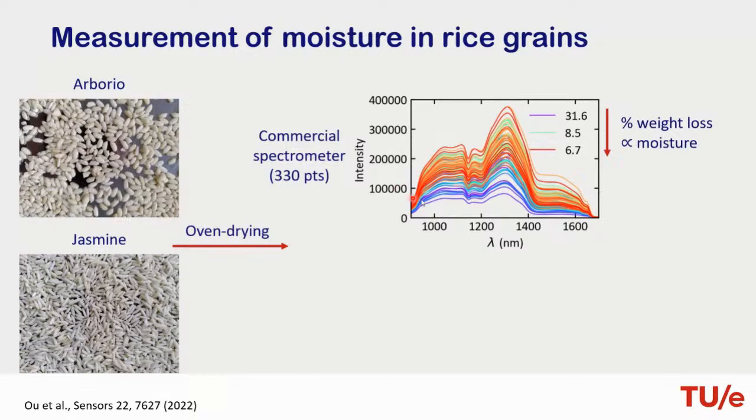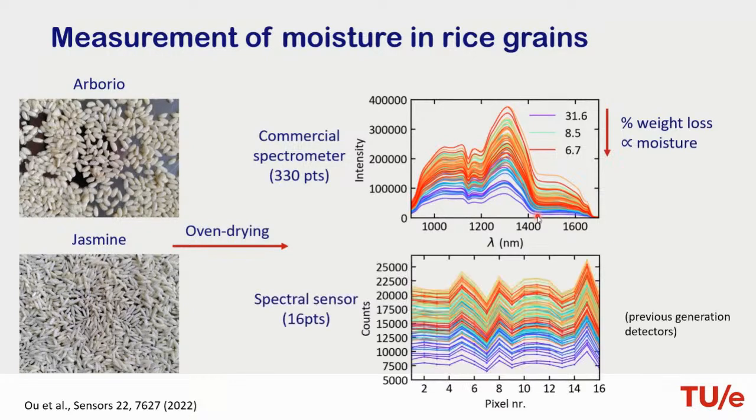Basically, you can do it with a spectrometer. So we almost always do this: we take a commercial reference spectrometer and we measure the spectra. From the spectra, you clearly see some spectral features which are related to water absorption. And at the same time, in the same campaign, we do it with our spectral sensor. And here, of course, again, we just have 16 photocurrents.